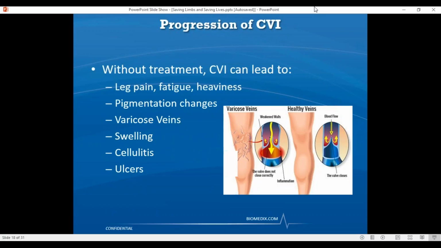Without treatment, chronic venous insufficiency can lead to leg pain, fatigue and heaviness, pigmentation changes, varicose veins, swelling, cellulitis, and ulcers.